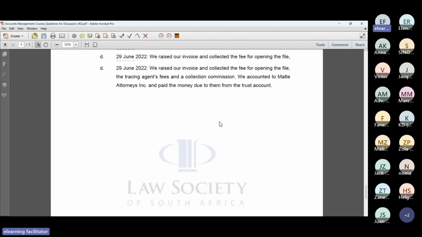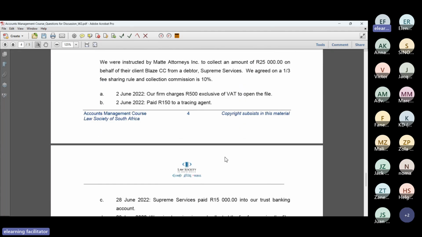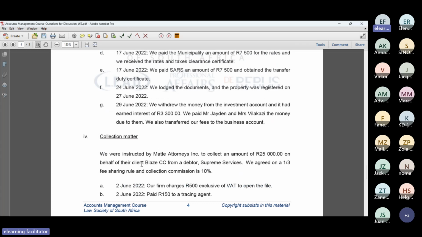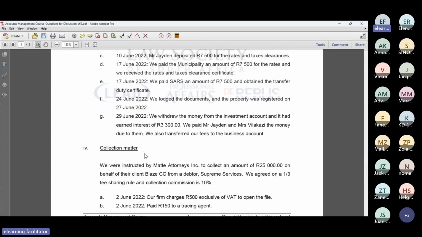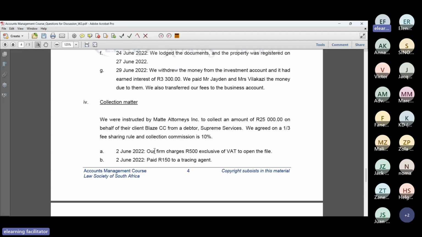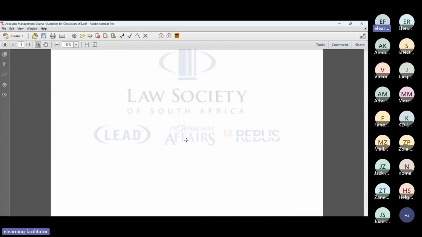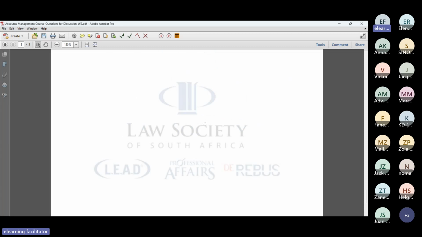So we only have two matters. Our collection matter also covers correspondence, like what I've indicated before. So it's only those two that we need to attend to as part of our accounting records. Remember, this is one firm.